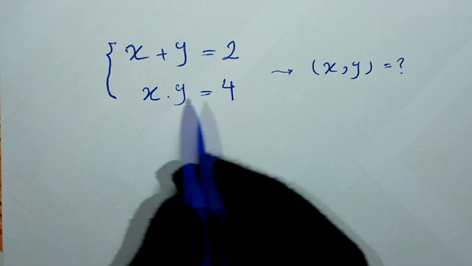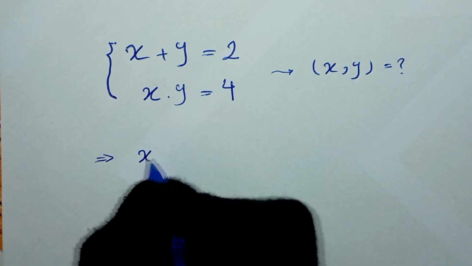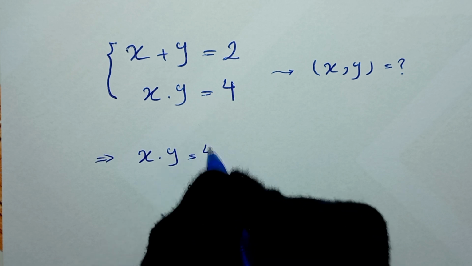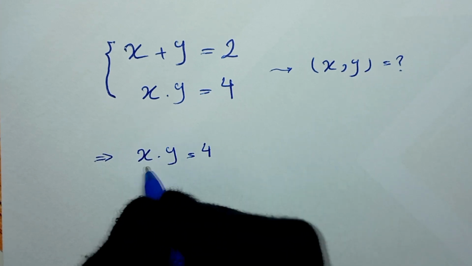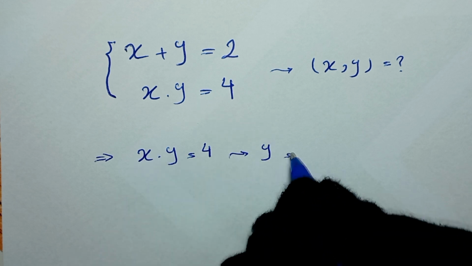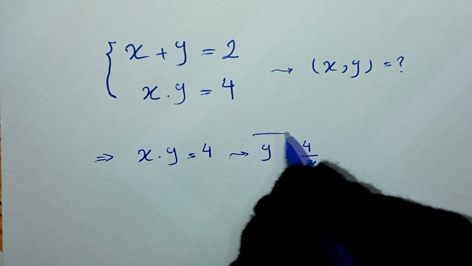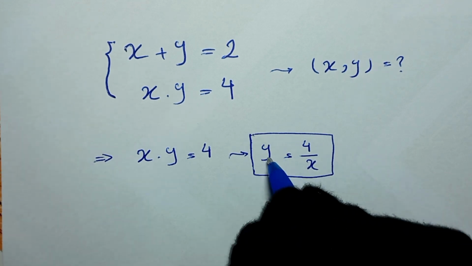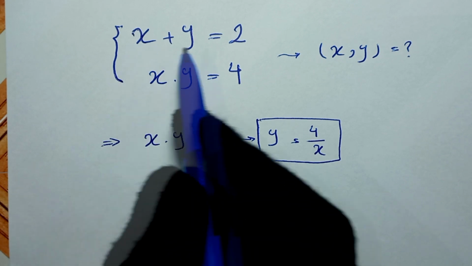In the first step, we write this equation as xy is equal to 4 and we divide both sides of this equation by x. So this divided by x is y and this divided by x is 4 over x. So y is equal to 4 over x.